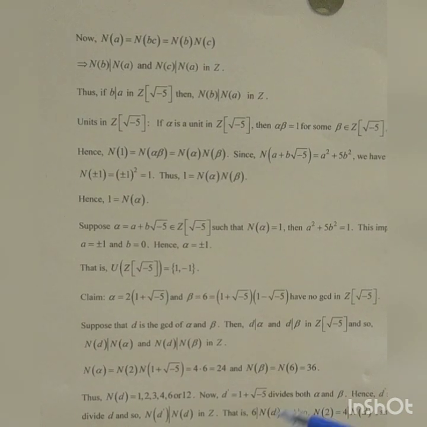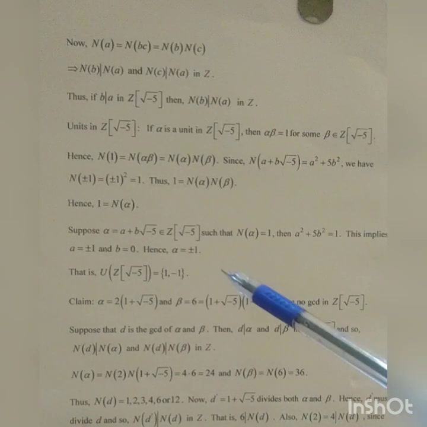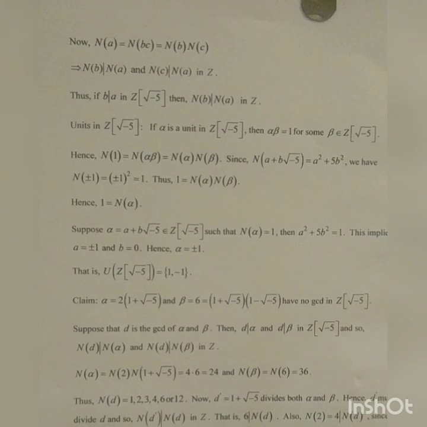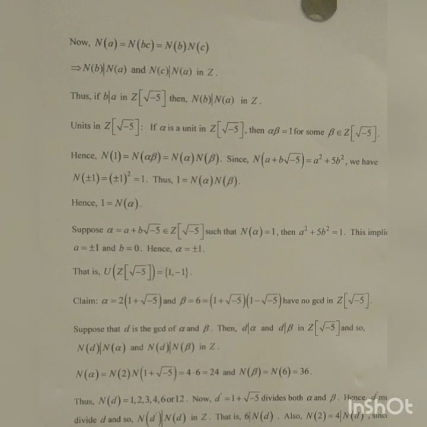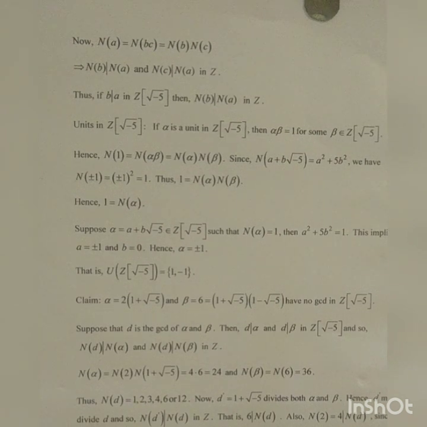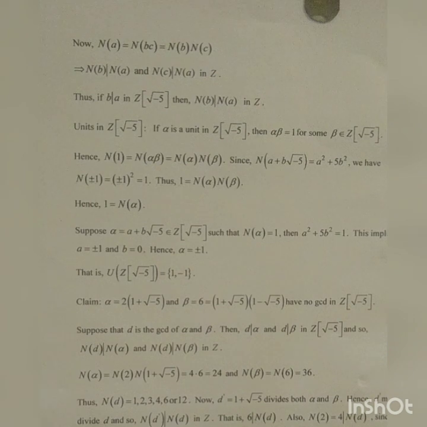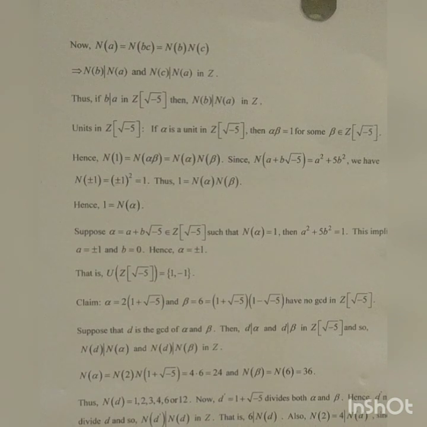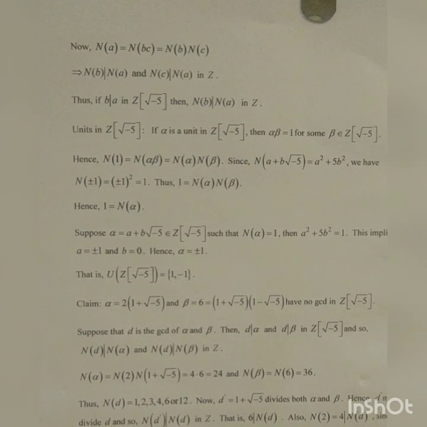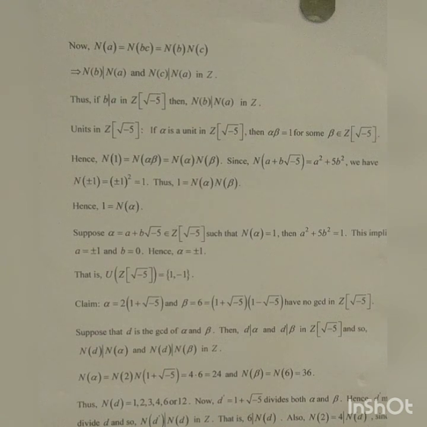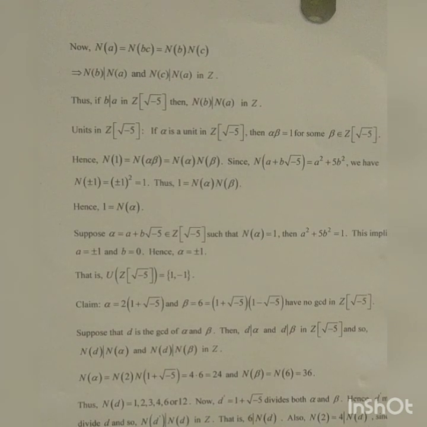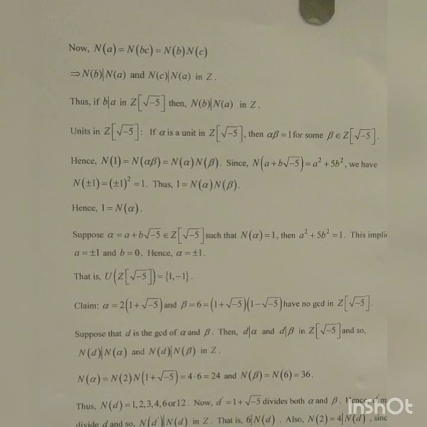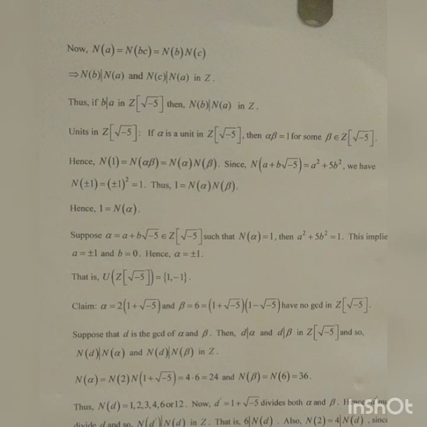But d is an element in Z of root minus 5. And any element in Z of root minus 5 must be of the form a plus b root minus 5. So suppose d is equal to a plus b root minus 5. Then N of d is N of this, which is a square plus 5b square. And we know that N of d is 12. Therefore, a square plus 5b square equal to 12. Now the question is, does any integer solution exist for this equation? No, there is no integer solution for this equation. For any integers a and b, it will not give you 12. That means this has no solution in Z.